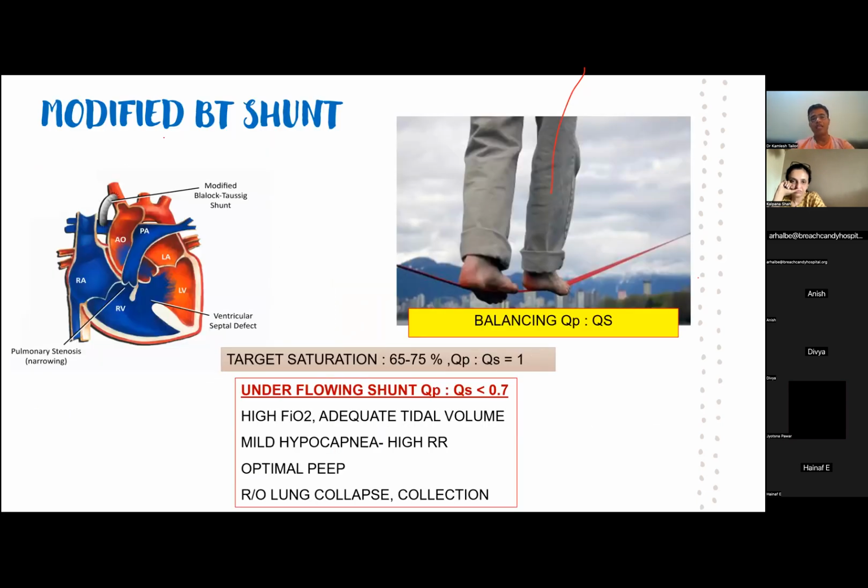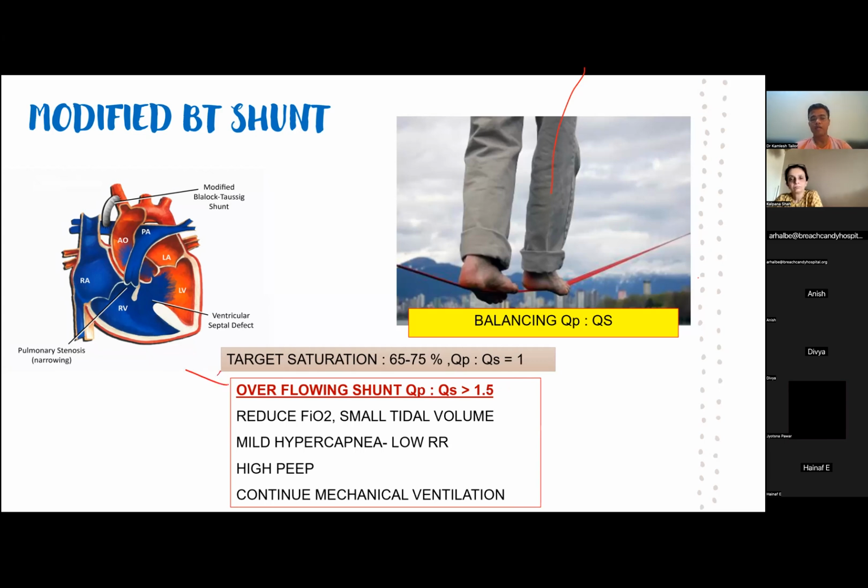If someone is dealing with a BT shunt in the ICU, the target saturation is around 65 to 75 because that comes to a Qp:Qs of 1. The diagnosis of an underflowing shunt is a Qp:Qs less than 0.7 or saturation below 60%. In these cases, one can increase the FiO2, give adequate tidal volume, optimal preload, mild hypocapnia, increase respiratory rate, optimal PEEP, and rule out lung collapse and collections. Perform echo to check for a mechanical problem of the shunt. Start heparin if there is stasis of blood, and give a volume bolus and try to optimize the saturation.